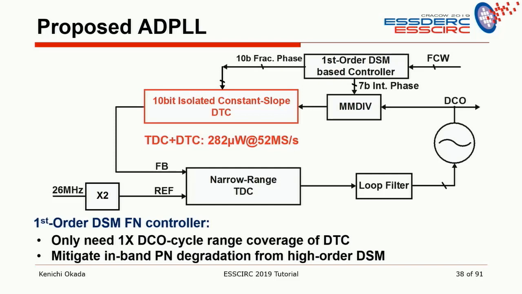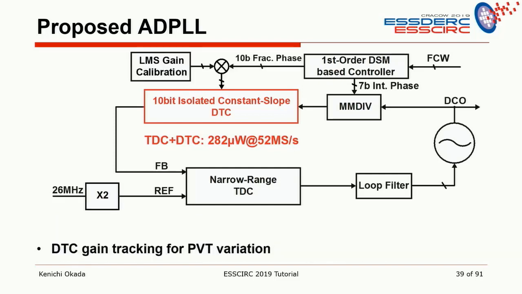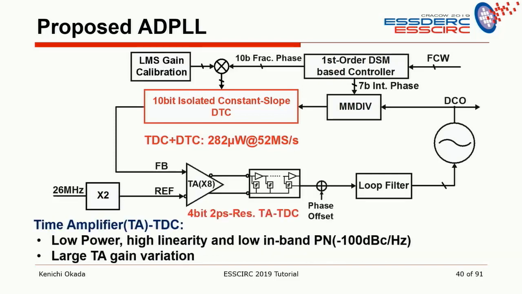Actually, this is much better for in-band phase noise degradation. If we apply second order DSM here, the required range becomes wider and the quantization noise becomes higher. There is some border, especially at lower power consumption, where the relation changes. For high power and low jitter design, second order is better, but the relation becomes opposite at lower power consumption, where first order becomes better. The details are explained in the journal paper for this work. And also, calibration is always required like this.